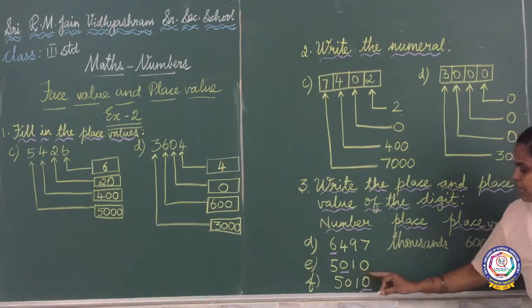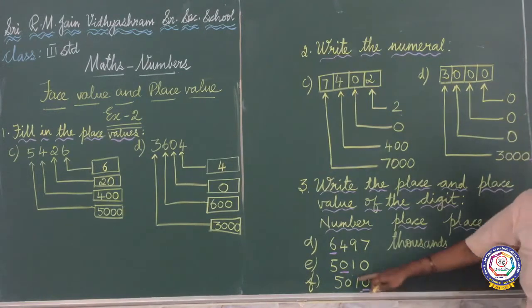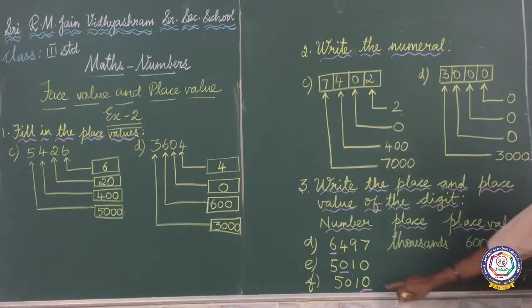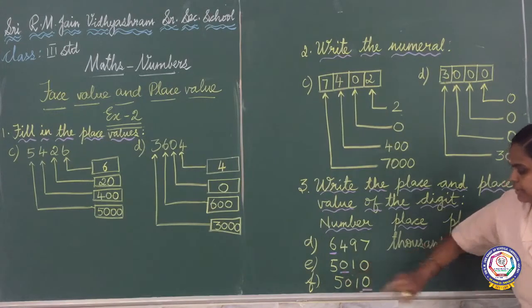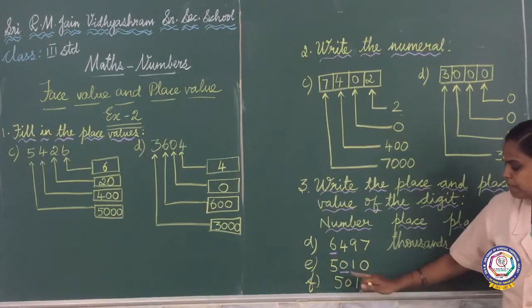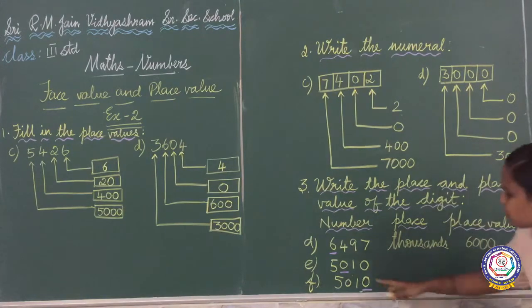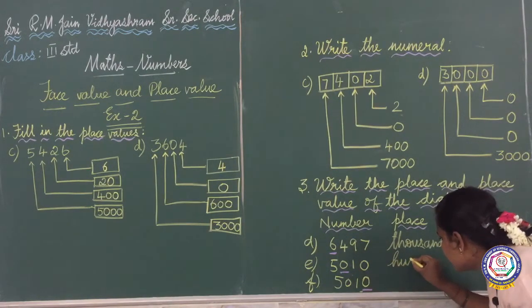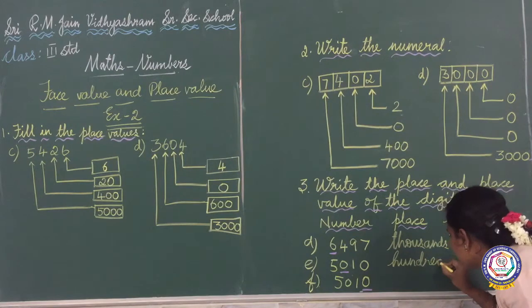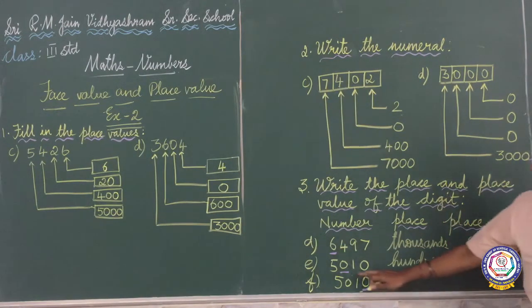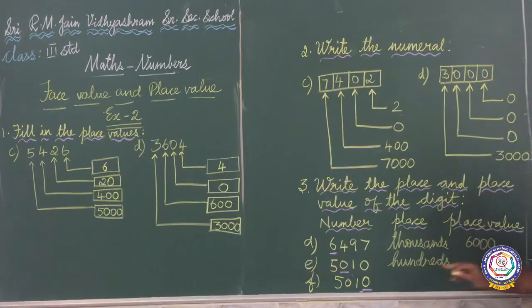Next, they are asking the place and place value of 0. Listen: ones, tens, hundreds. In which place is this 0 placed? Hundreds place, so you write hundreds. Next, what is the place value of 0? The place value of 0 is 0 only. So you don't write 100 here. The place is hundreds, and the place value is the value of this number, which is 0.